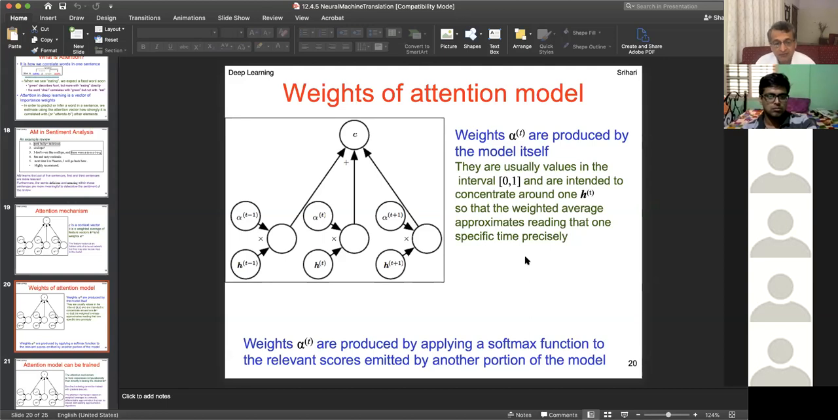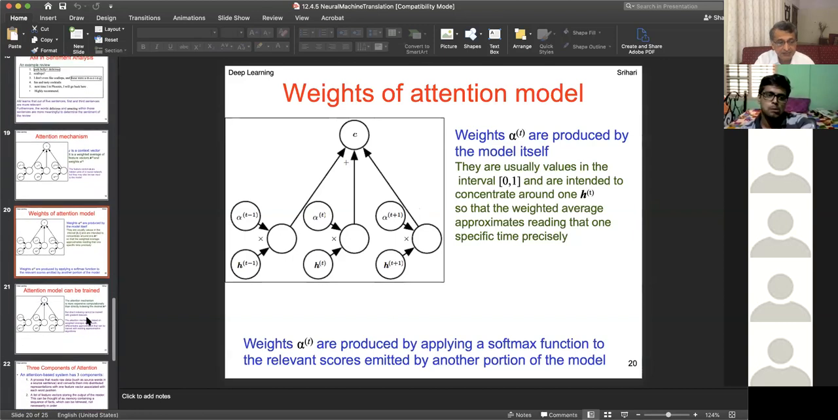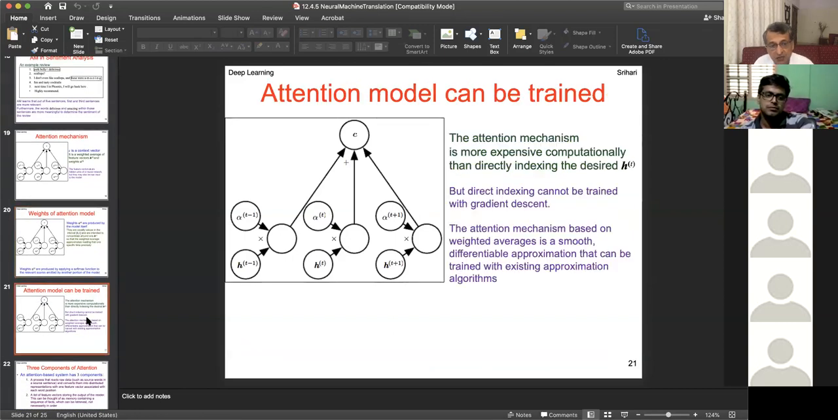That's the intriguing problem. Weights alpha t are produced by applying a softmax function to the relevant scores emitted by another portion of the model. So we need to spend some time figuring this out. And it turns out some kind of logistic regression is used to figure out what these alphas are. So that is a whole sub-machine learning problem to learn these attention weights. Anyway, we'll keep that for another time. But we'll just look at the overall mechanism.